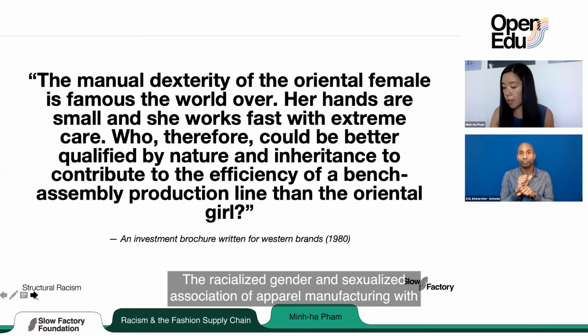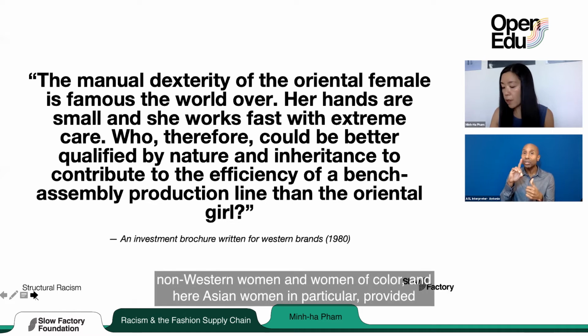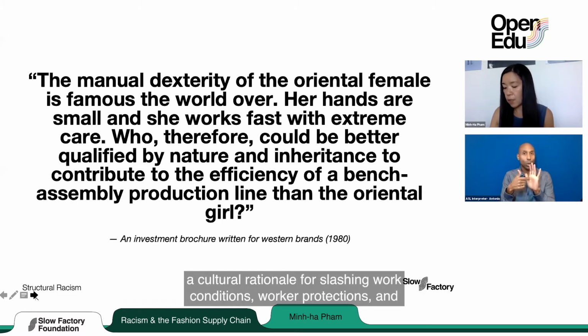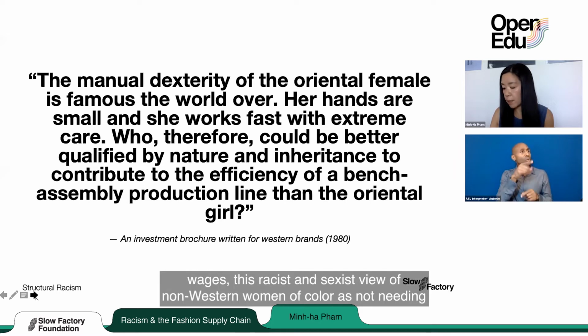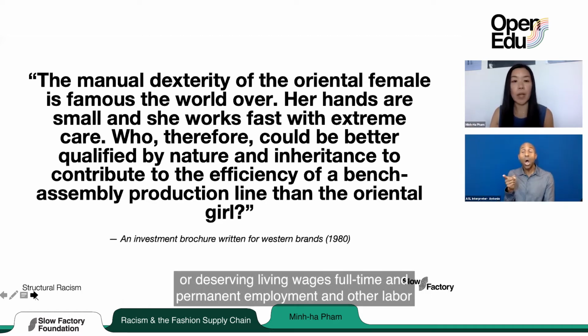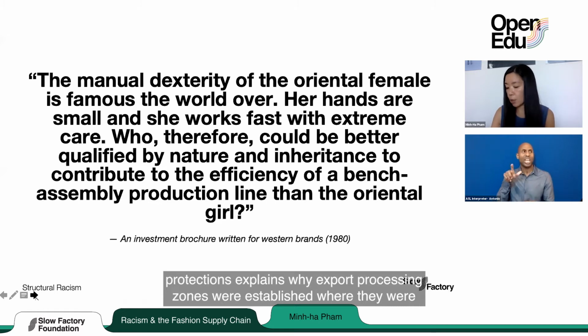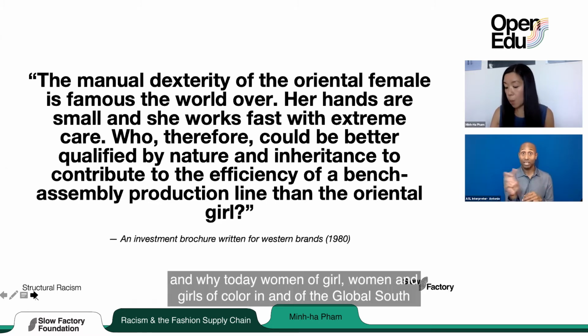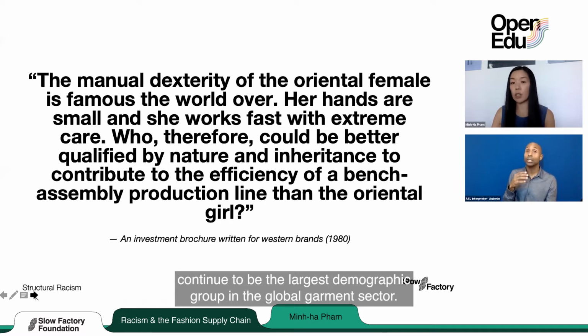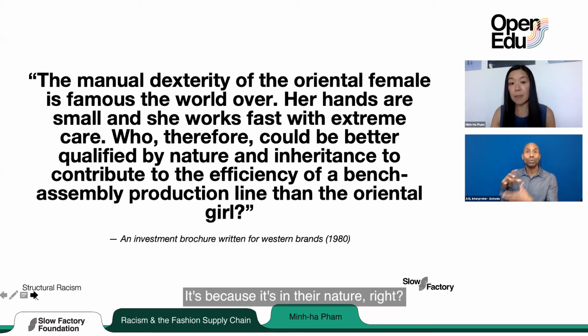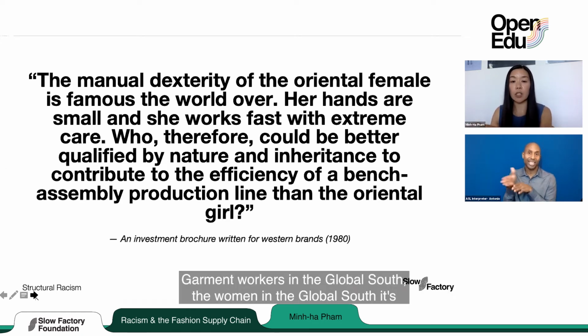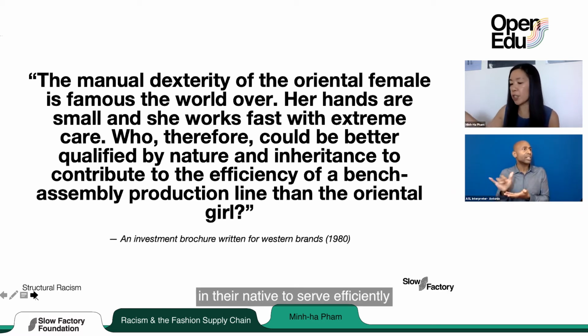The racialized, gendered, and sexualized association of apparel manufacturing with non-Western women and women of color, and here Asian women in particular, provided a cultural rationale for slashing work conditions, worker protections, and wages. This racist and sexist view of non-Western women of color as not needing or deserving living wages, full-time and permanent employment, and other labor protections explains why export processing zones were established where they were, and why today women and girls of color in and of the global South continue to be the largest demographic group in the global garment sector, right? It's because it's in their nature, right? Garment workers in the global South, women in the global South, it's in their nature to serve efficiently.